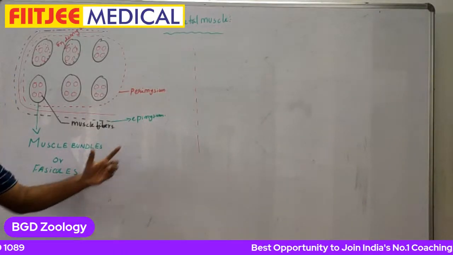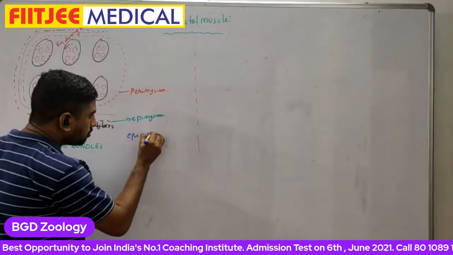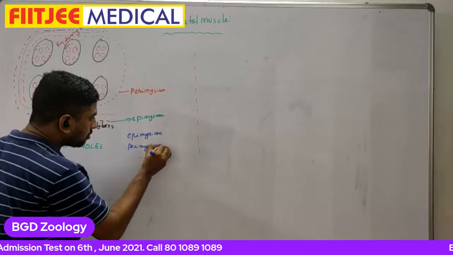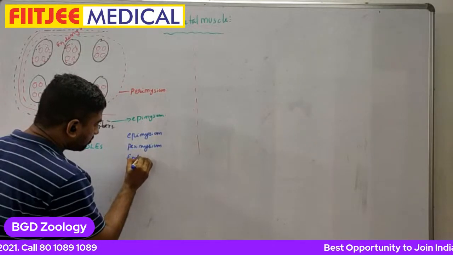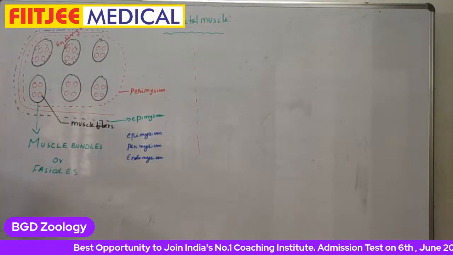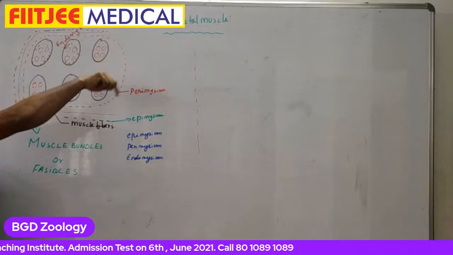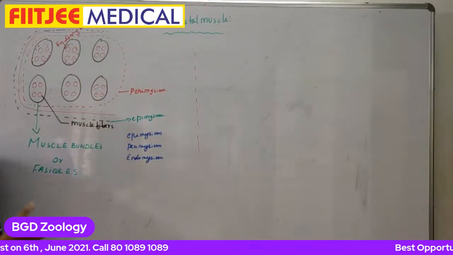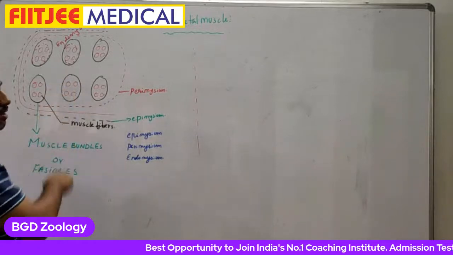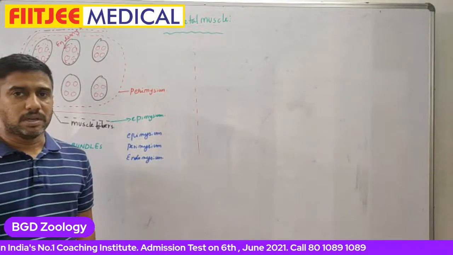So what are the three layers we have seen? The epimysium, the perimysium, and the endomysium. So what is epimysium? The entire muscle will be covered by epimysium. These muscle fibers altogether will be covered by a covering called perimysium. And the individual muscle fibers will be covered on the inside by another structure called endomysium. Clear all these things?